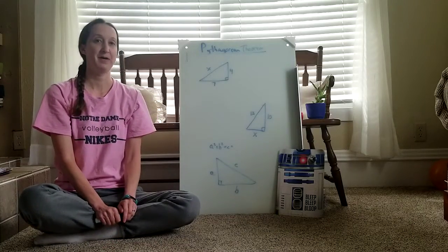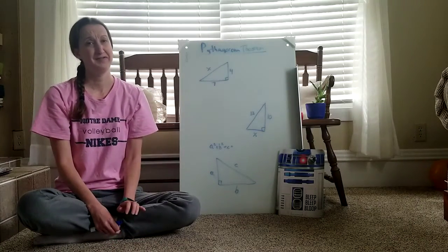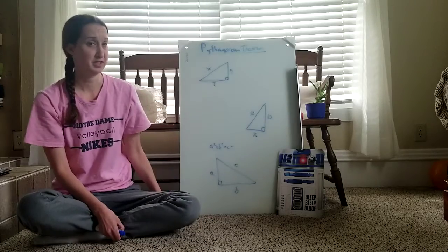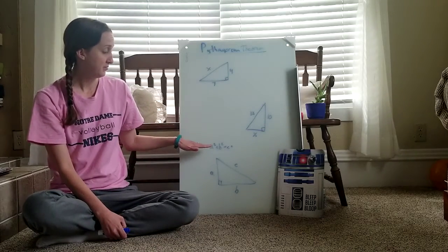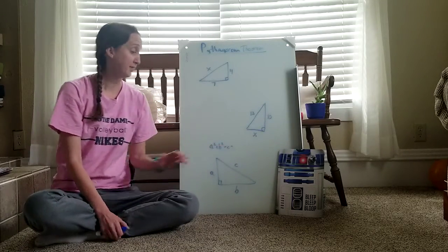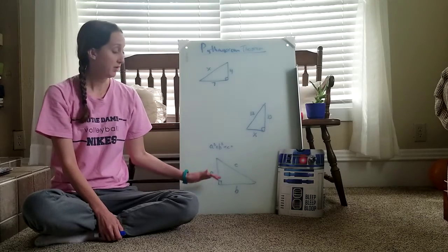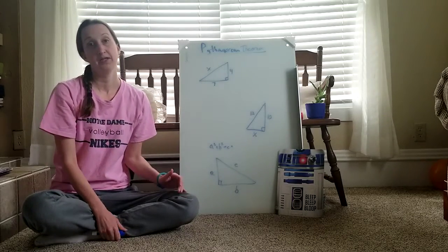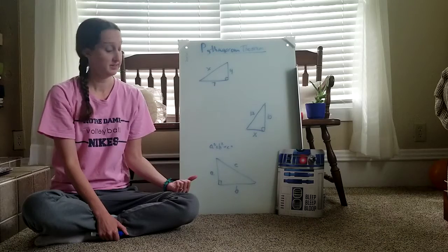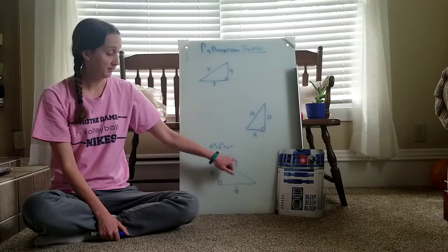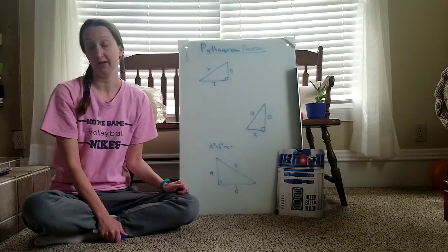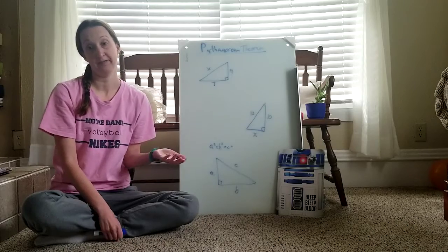A few minutes to review the Pythagorean Theorem. We've used it several times throughout the year. It's known as a squared plus b squared equals c squared, but you use it when you have a right triangle and you want to find one of the missing sides. Note that what's called the c is the hypotenuse, the longest side.